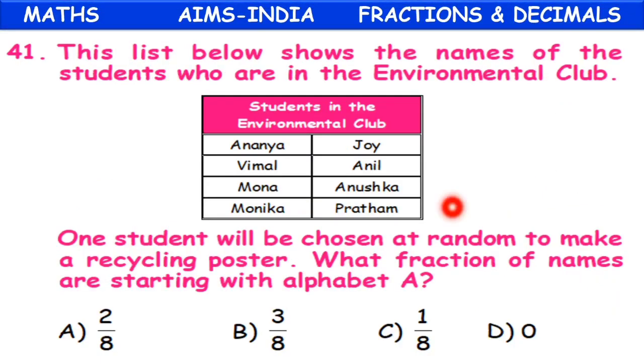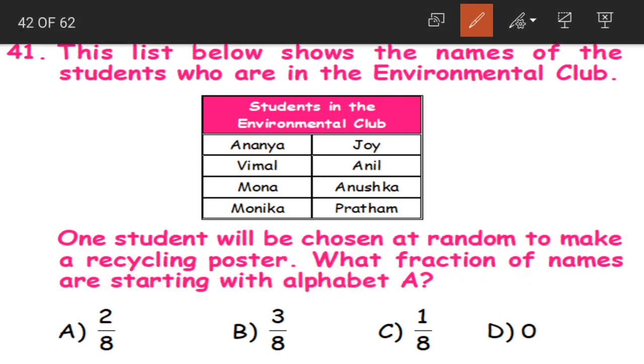Next question 41. The list below shows the names of the students who are in the environmental club. One student will be chosen at random. Now what fraction of the names are starting with alphabet A? First let us find out the students whose names start with alphabet A. We have Ananya, Anil and Anushka. In total there are 3 students whose names start with the alphabet A.